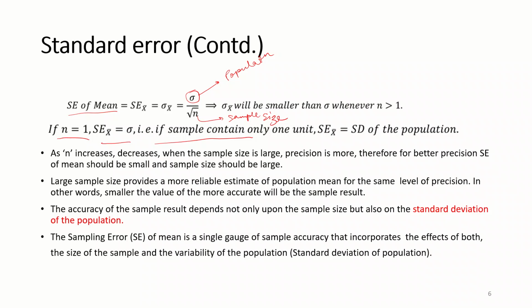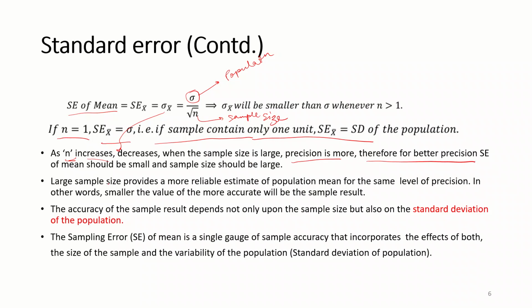Okay, so it's evident that if the sample contains only one unit, then the standard error will be the same as the standard deviation of the sample. As n increases, the standard error decreases. I had missed this one. When the sample is large, the precision is more. So if you have a higher sample size, the standard error will decrease. I just forgot to add this.